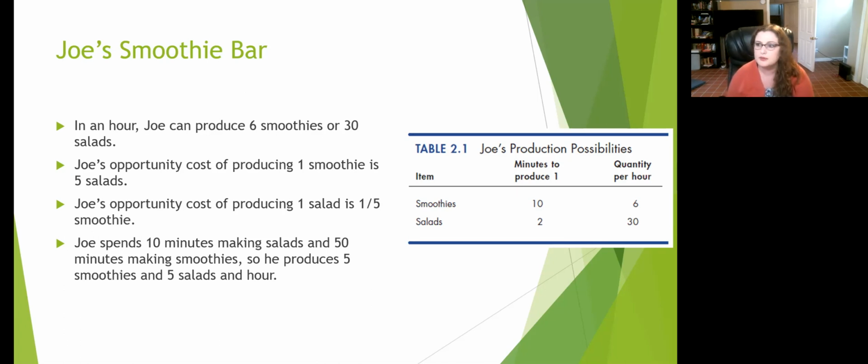Let's go the other direction. What's his opportunity cost of producing a salad? Well, a salad takes him 2 minutes, and he knows a smoothie takes him 10 minutes. So if he wants to produce a salad, he's only giving up 1/5 of a smoothie, because it's 1/5 the amount of time it'd take for him to make a smoothie. So his opportunity cost of producing a salad is 1/5 of a smoothie.